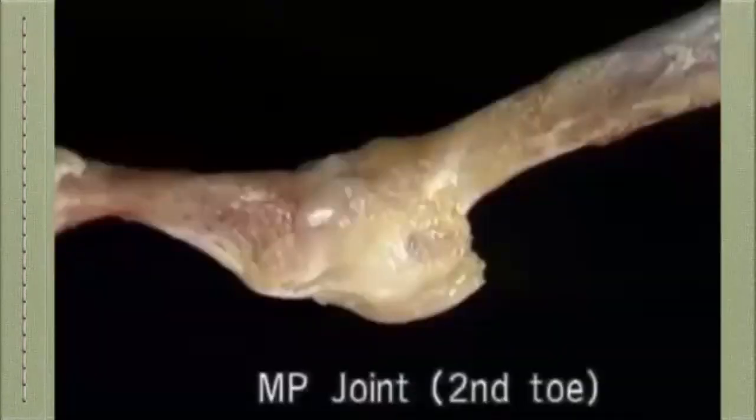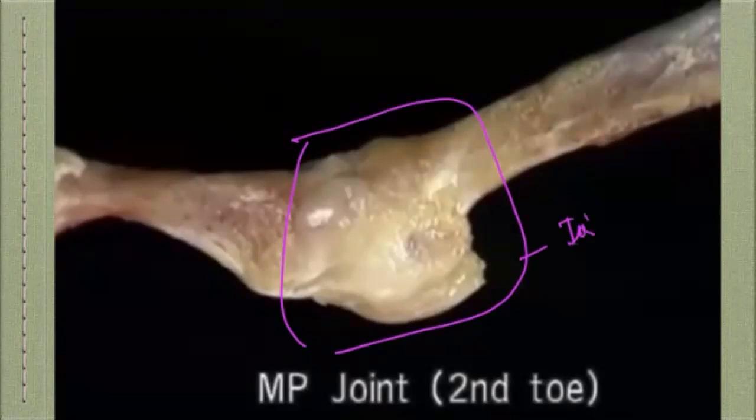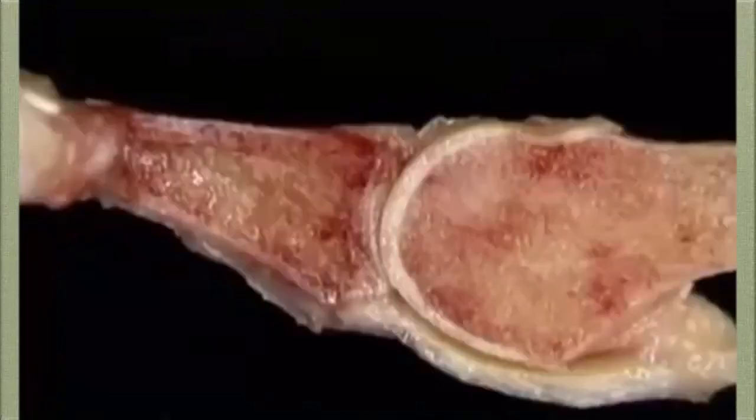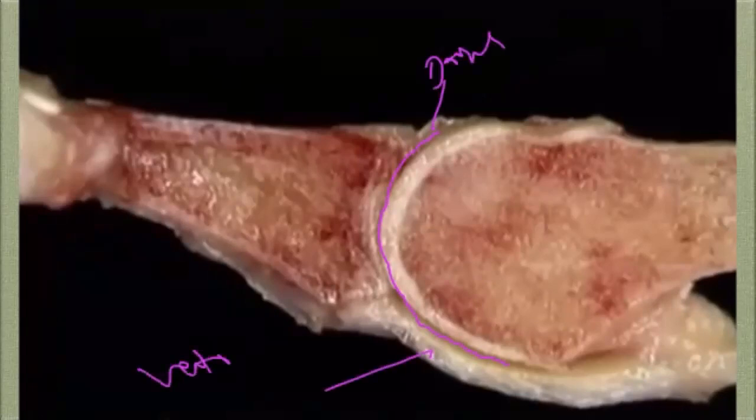This is the MP joint, right, with intact capsule, because of the shiny surface. You see, if we cut it longitudinally, this is the capsule surface, right? This is the dorsal part, and this is the ventral or plantar part, right?